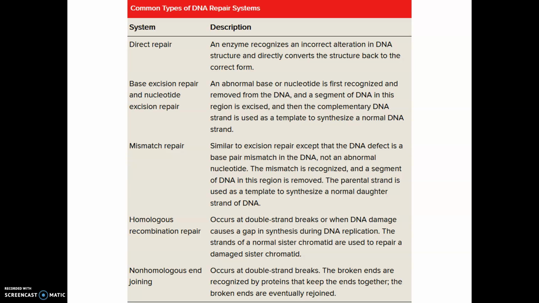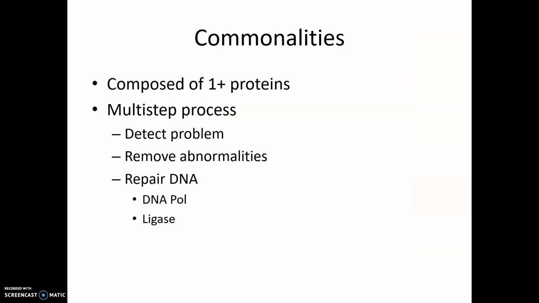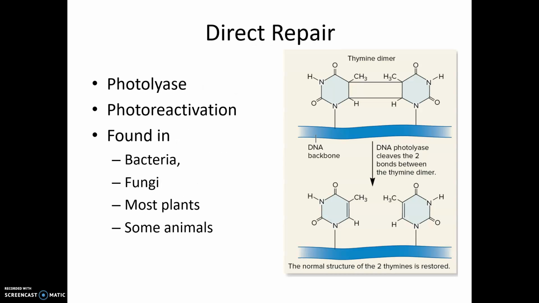And now we're going to go into detail a little bit about how they're done. And the thing that you should notice is what's similar in these things. So most of them are composed of one or more proteins, okay? They're multi-step processes. So first, you've got to detect the problem. Then you've got to remove the problem, and then you have to repair that DNA. And when you repair that DNA, we're using replication mechanisms like DNA polymerase and ligase.